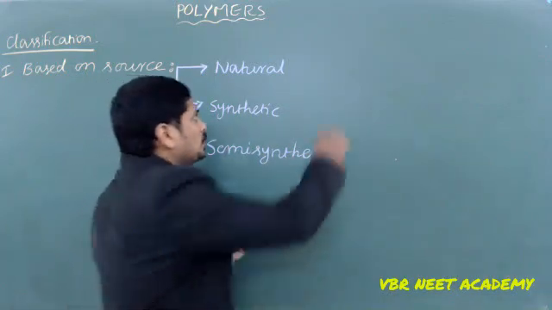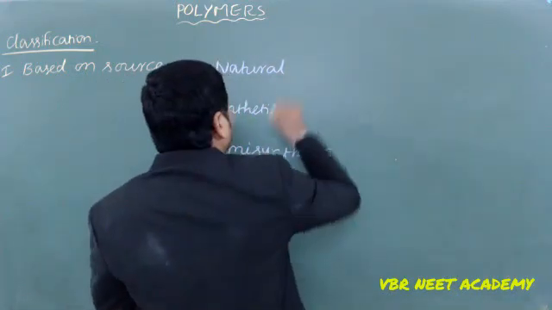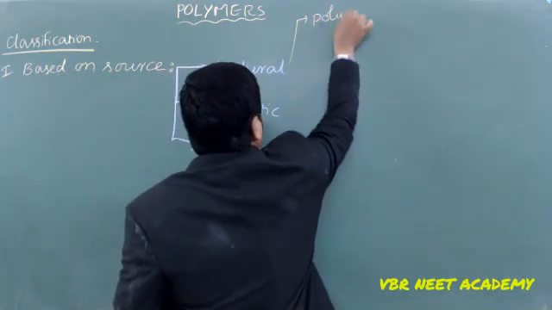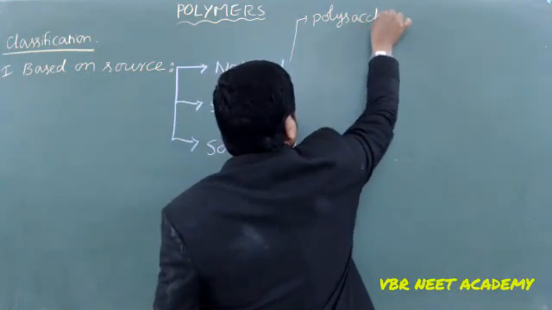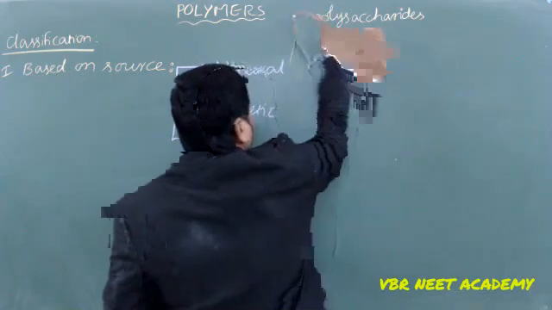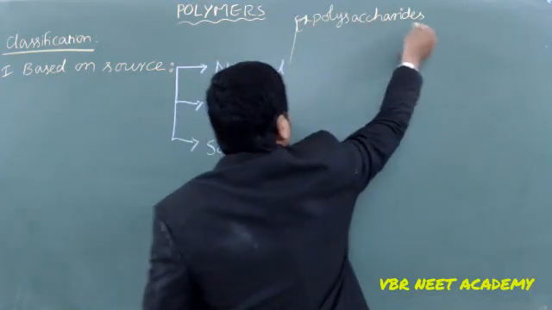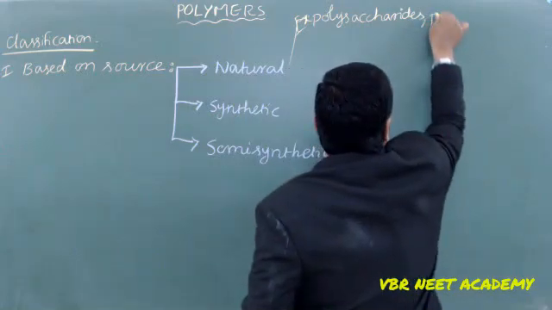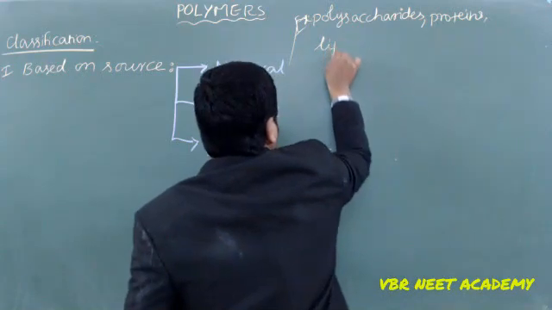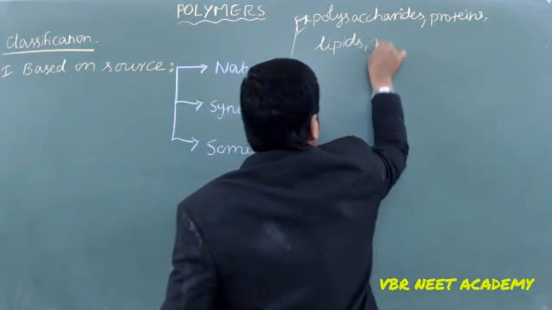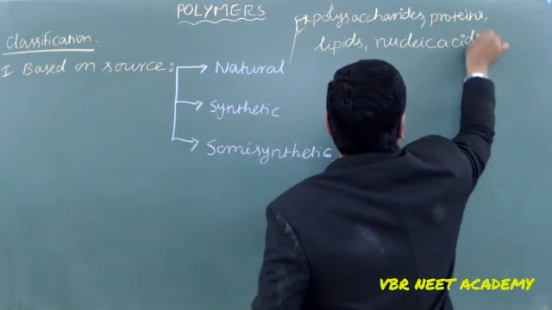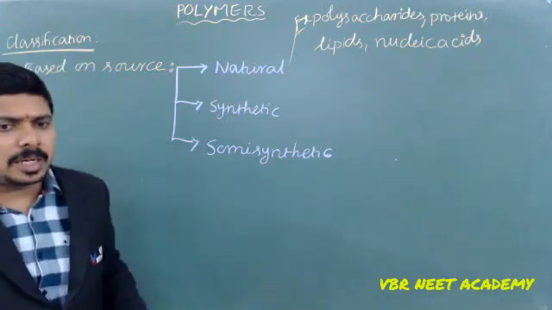For example, we have so many examples. Polysaccharides, we already discussed so many things about them. Examples I am writing here: polysaccharides, proteins, lipids, nucleic acids. They all come under natural polymers.